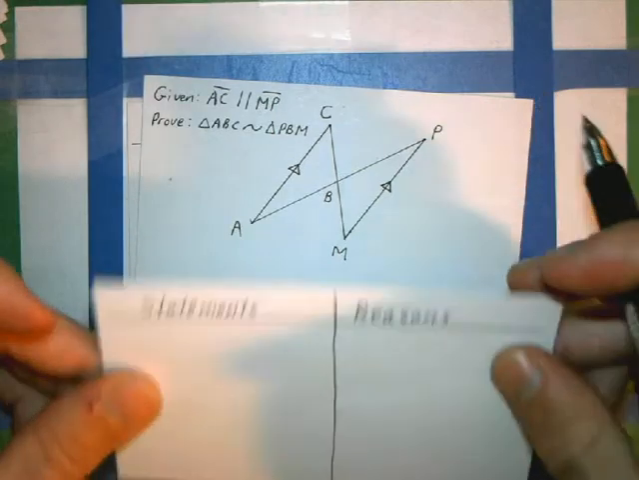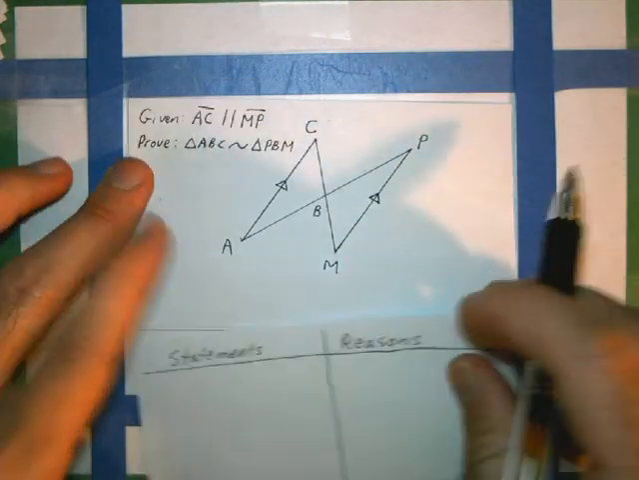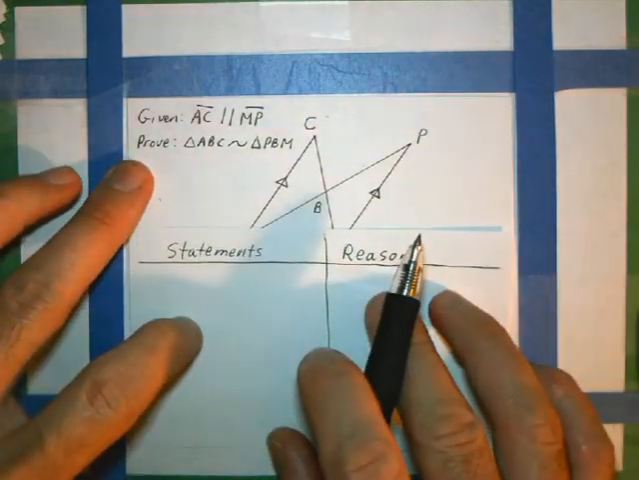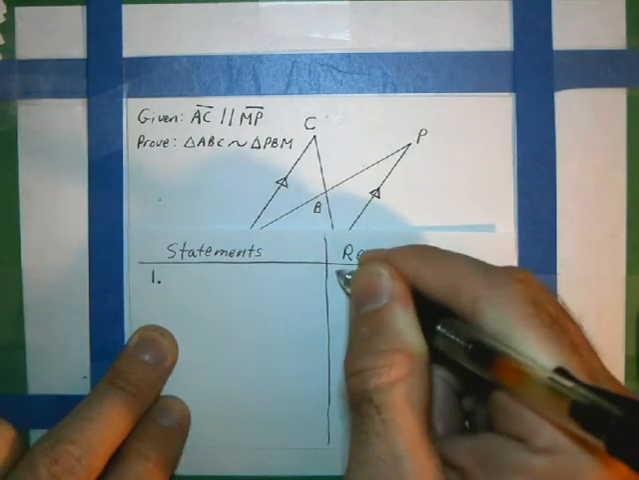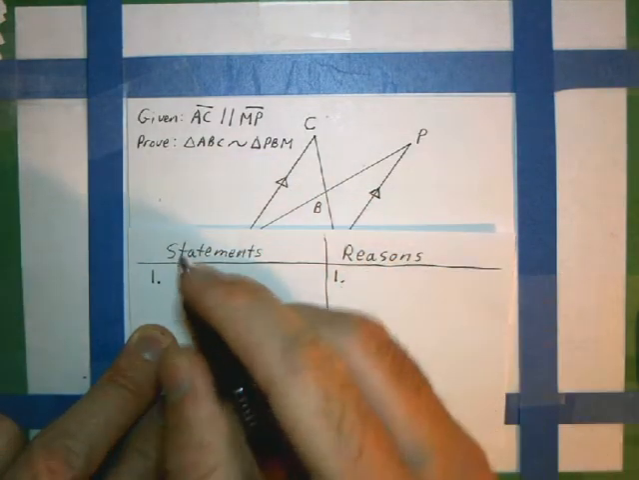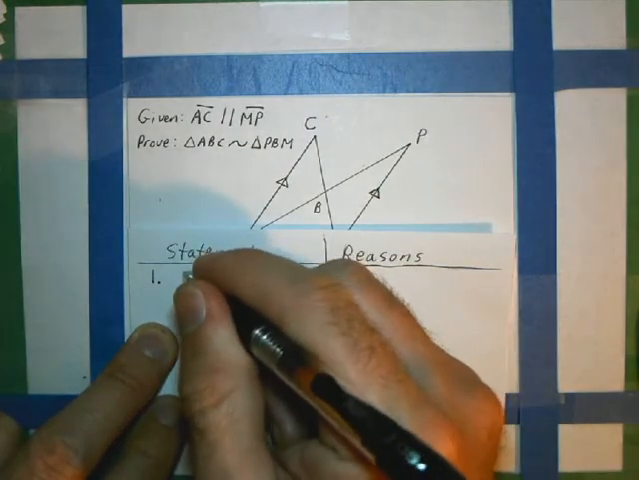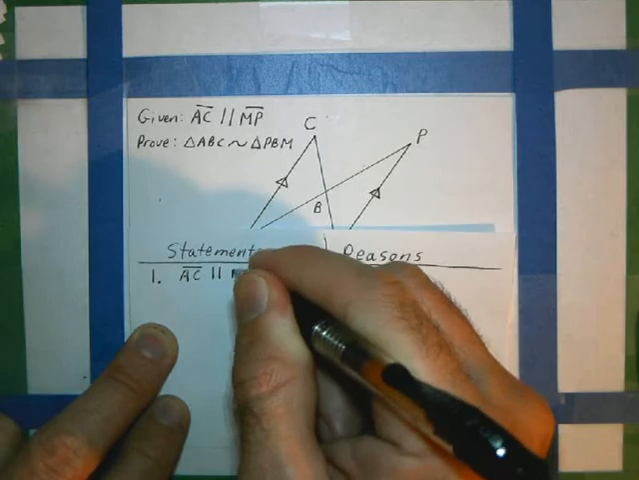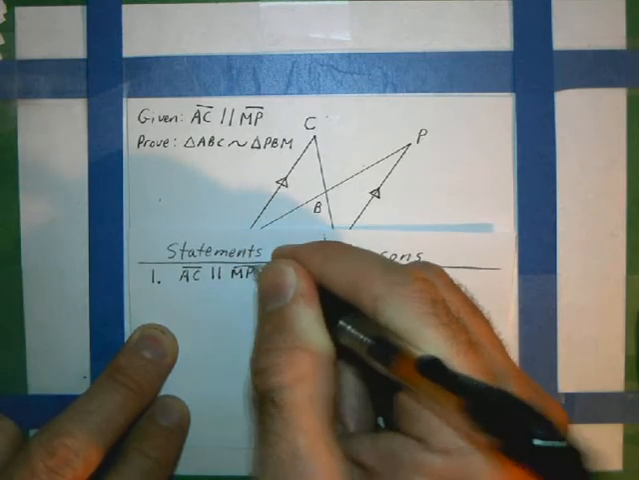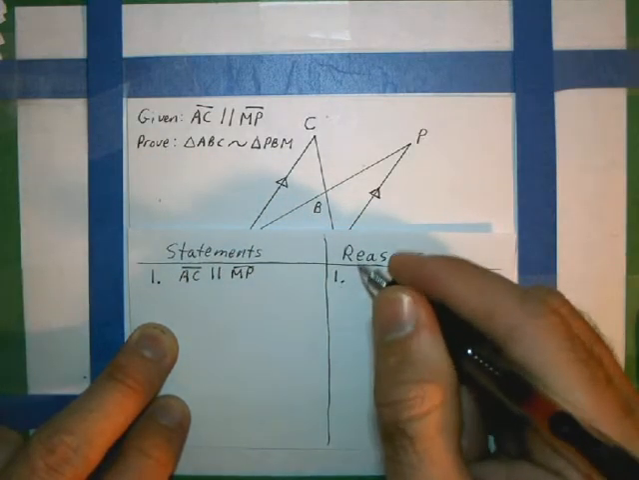Now on the statements, the first thing that we always write, the first statement, is what's given. So AC is parallel to MP. And why? Because it's given.